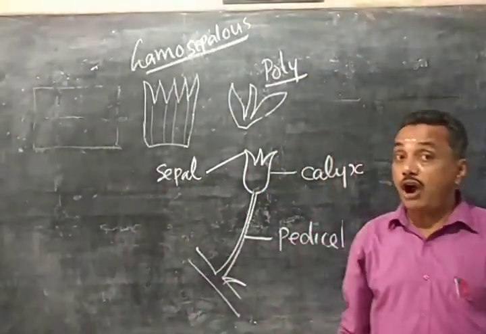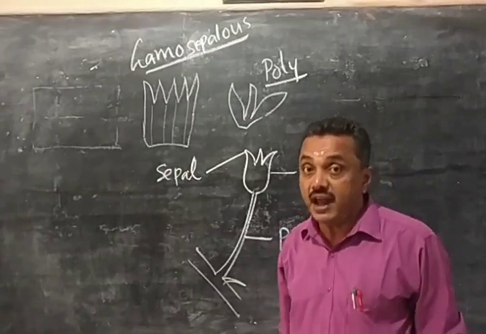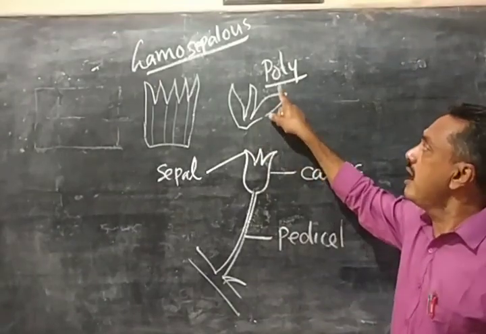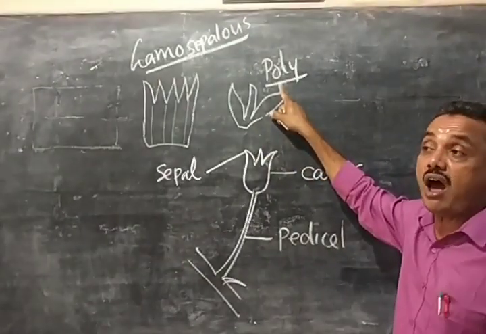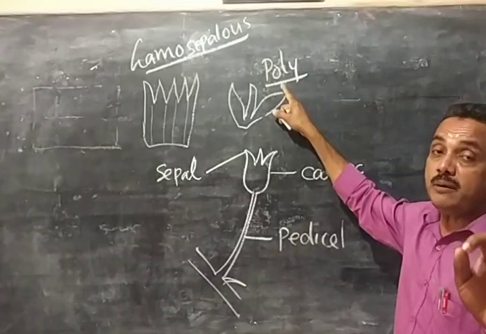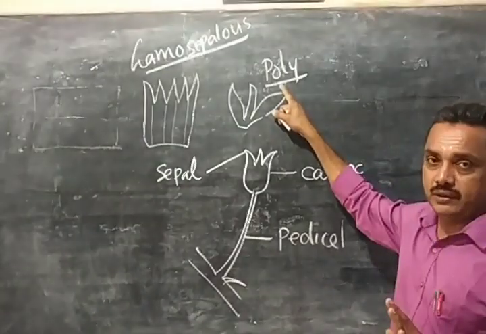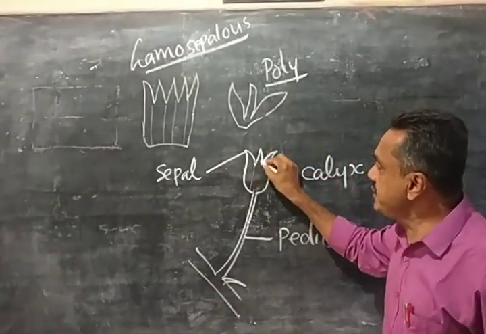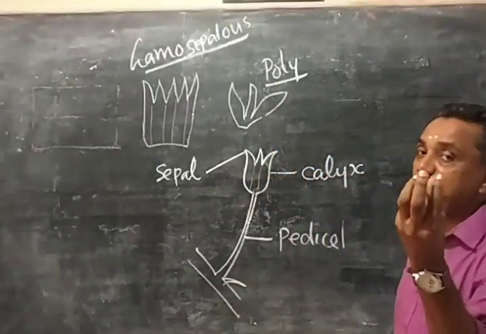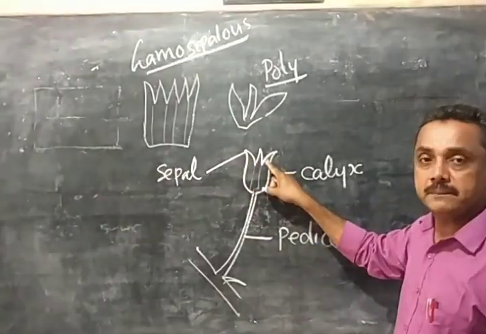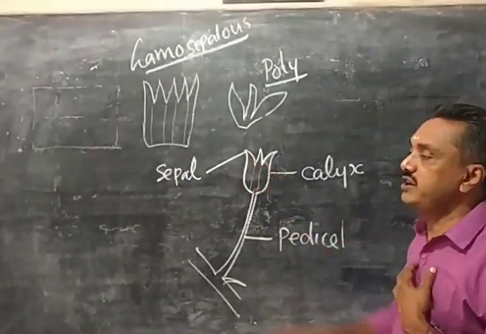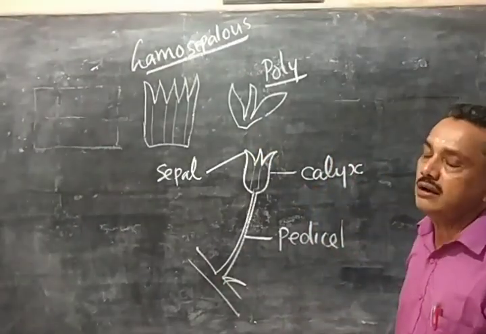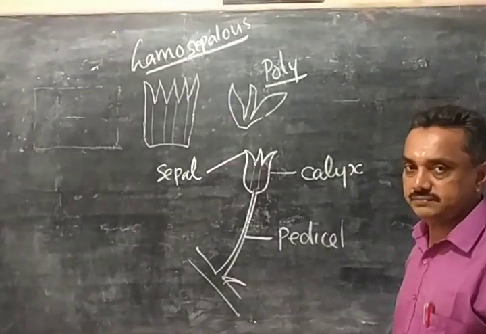Sepals may be joined or free. If the sepals are joined, it is called gamosepalous condition. If the sepals are not joined, it is called polysepalous condition. All are technical terms for taxonomy practicals, very, very important. Take the hibiscus flower: the sepals are joined like that, you can see the joints, and only the five tips are free. This joined condition is called gamosepalous condition. If the sepals are free, it is called polysepalous condition.